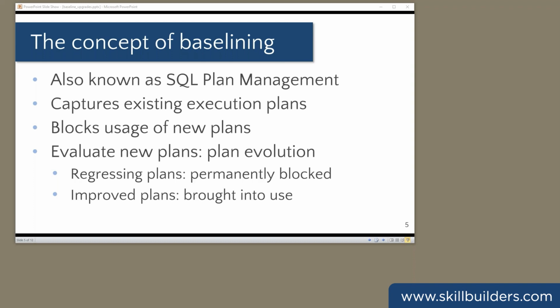The evolve process tests those new plans. It tests them to see, are they better or are they worse? And if the new plan is a regressing plan and causes the SQL performance to degrade, it is permanently blocked. If, however, the evolution process realizes the new plan is an improvement, then it can be brought into use. So that's what baselining is. You stabilize your system by capturing and storing execution plans. Any new plans that come up are blocked until they are tested through the evolution process. So yes, you delay improvement until plans have been evolved, but you permanently delay regression.